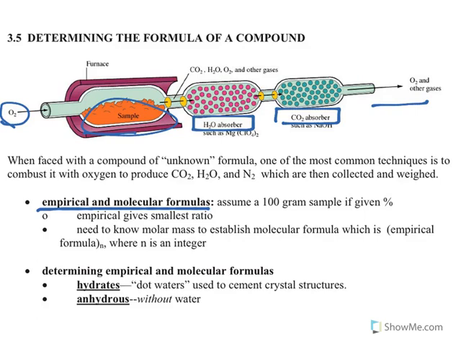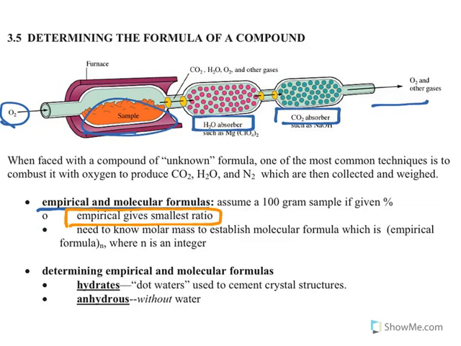The empirical formula is the smallest ratio. So this is an important definition to know. The empirical formula is the smallest ratio of the elements. We need to know the molar mass to determine the molecular formula, which is going to be basically the empirical formula mass multiplied by some integer, okay? So the molecular formula is always a multiple of the empirical formula.